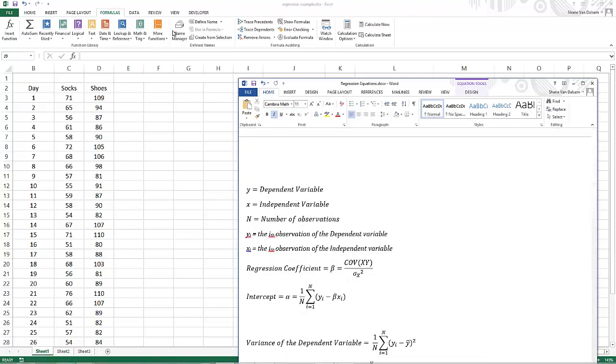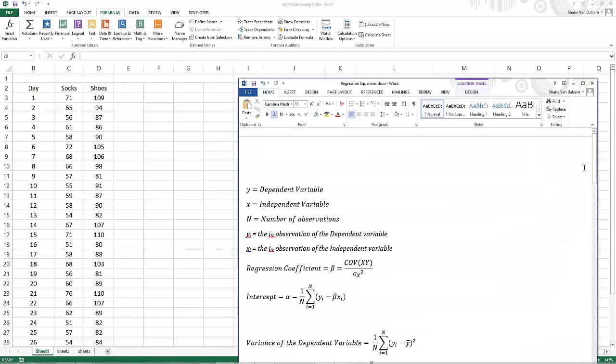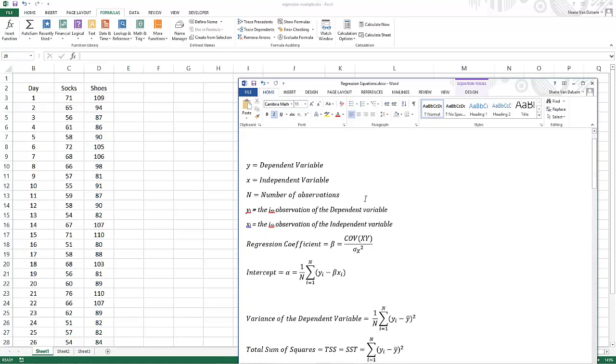The name of this workbook is Regression Example. I've also got a document here called Regression Equations, and I'd just like to run through a few of these definitions to start off with.